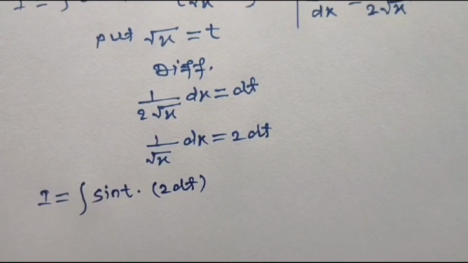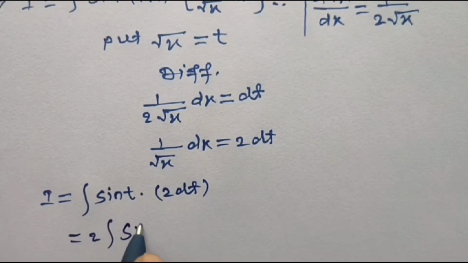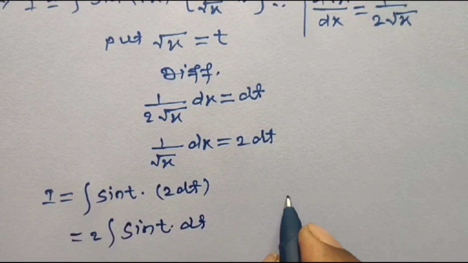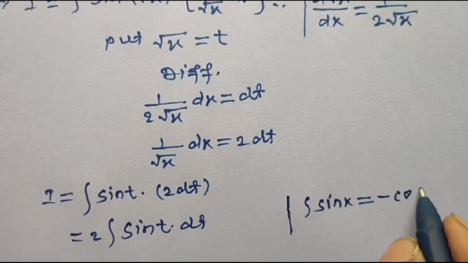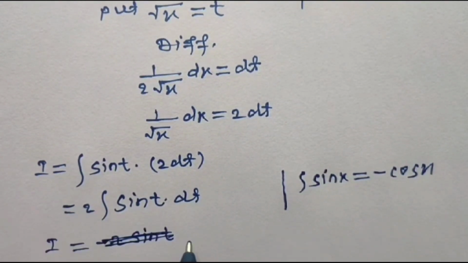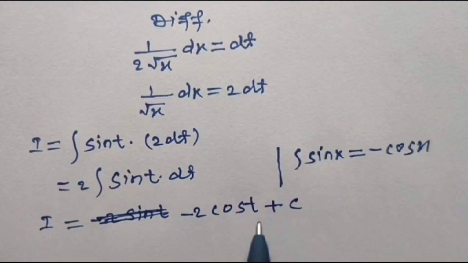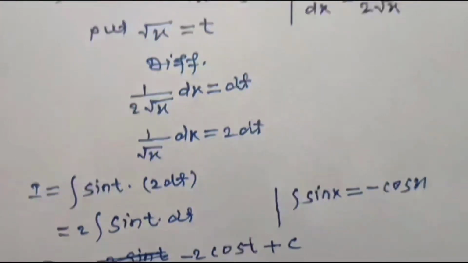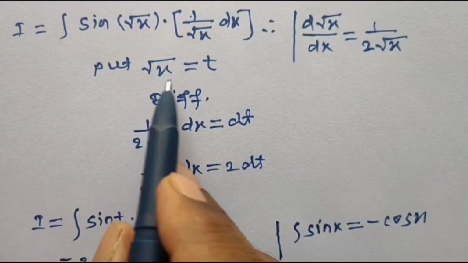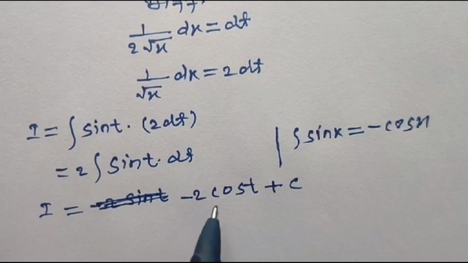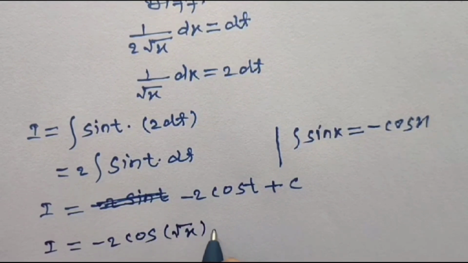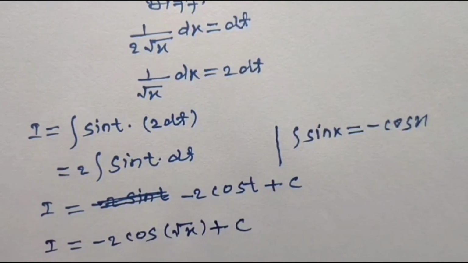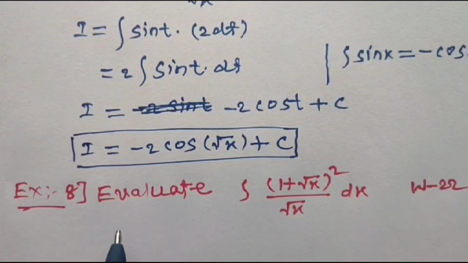Now this is equal to 2 times the integral of sin t dt. But by the standard formula, the integral of sin x is equal to minus cos x. Hence, I is equal to minus 2 times cos t plus the integral constant c. t is a new variable. We want the old variable. Old variable: t is equal to root x. Old variable is x. So in the old variable I is equal to minus 2 cos root x plus the integral constant c. This is the answer.